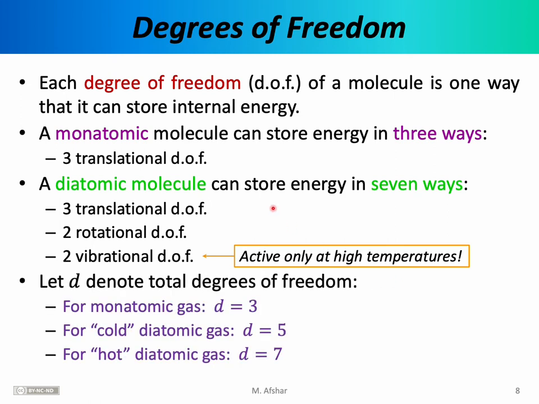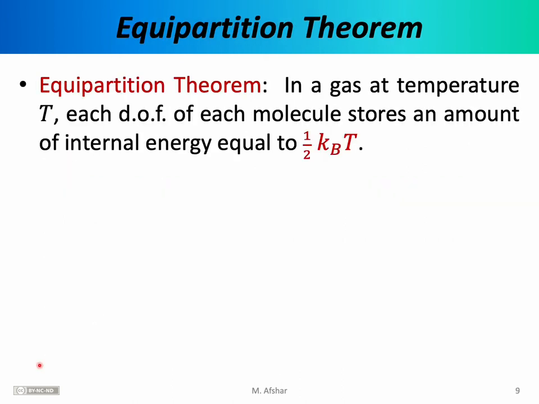We can summarize all of this as follows. We can say that for a monatomic gas, D, the degrees of freedom, is equal to 3. For a cold diatomic gas, so a diatomic gas at relatively low temperatures, D is equal to 5. And for a hot diatomic gas, D is equal to 7. You may be wondering why we've spent so much time counting the degrees of freedom for different molecules. The answer to that question and the main subject of this lecture is the equipartition theorem.